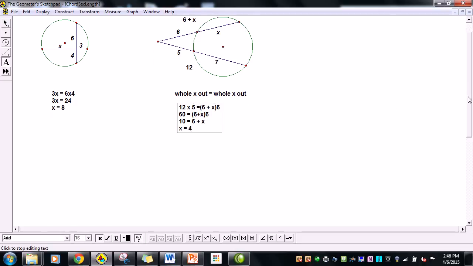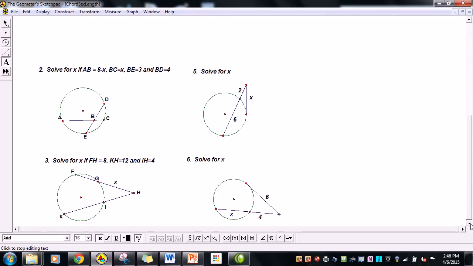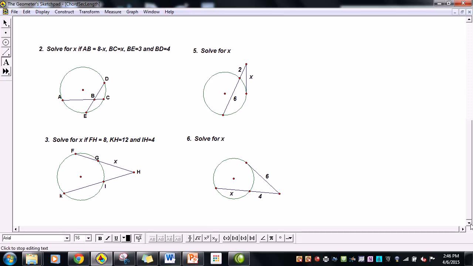Okay? These are the 4 problems I want you to do now. Have those ready for tomorrow. You got chord, you got tangent secant, you got secant, and you got another secant. Oh, tangent secant. Okay? Good luck. We'll talk about these tomorrow.